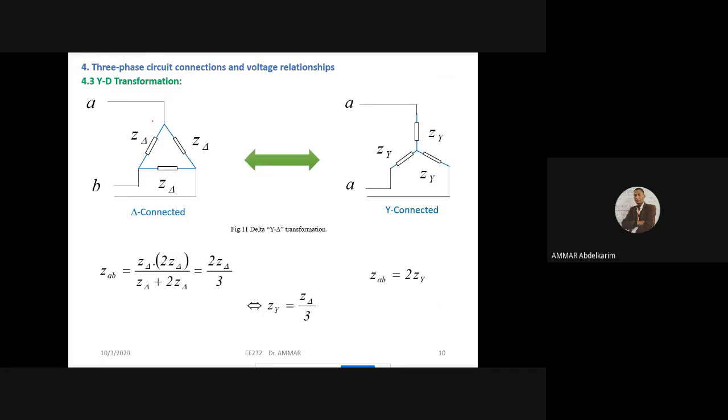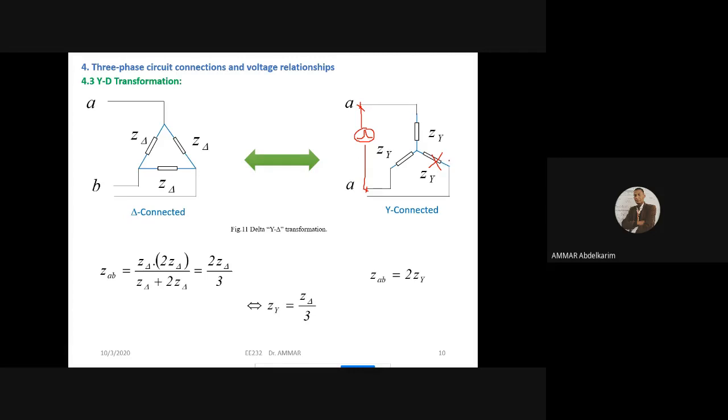So here we have a delta connected circuit load, and here we have a Y connected load. We want to take the load between the points A and B. If we take A and B in the Y connection, this one will not be taken. For example, if we connect an ohmmeter or a multimeter to measure the load, it will take those two.